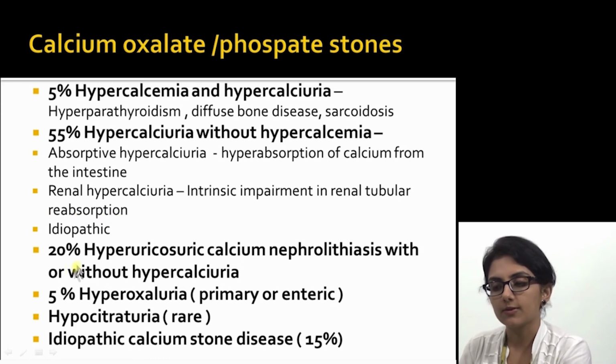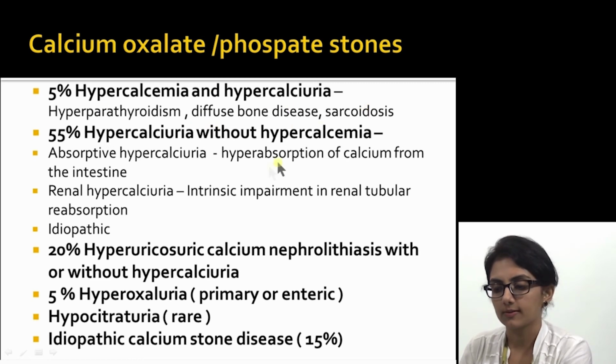In a smaller percentage of patients, you could actually have hyperuricosuric calcium nephrolithiasis with or without hypercalciuria. Therefore, there would be increased uric acid levels in the urine without increased calcium levels in the urine. In a small percentage of patients, approximately 5%, there would also be evidence of increased calcium in the blood, therefore hypercalcemia along with hypercalciuria. This can be seen in states of hyperparathyroidism, diffuse bone disease, for example due to metastasis, or sarcoidosis.